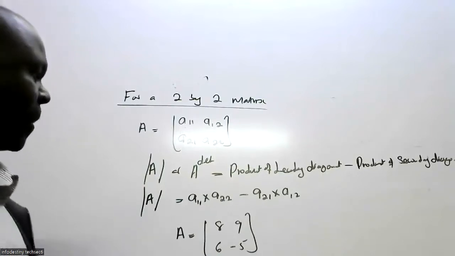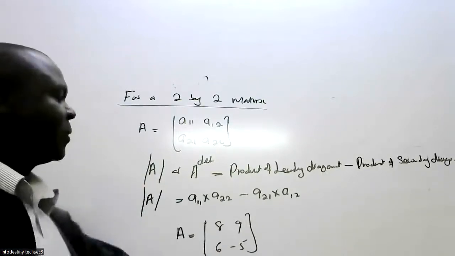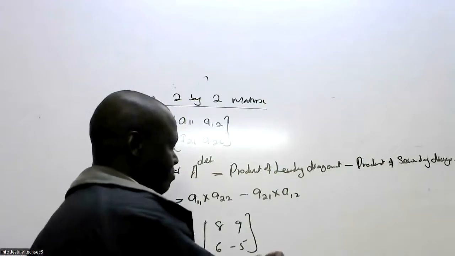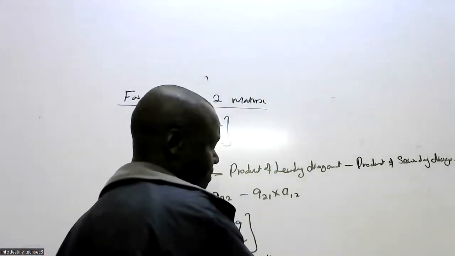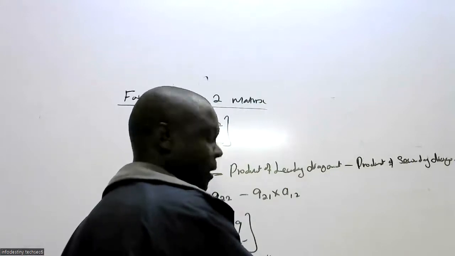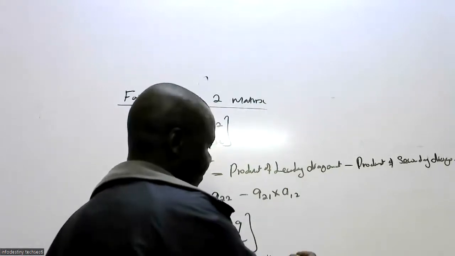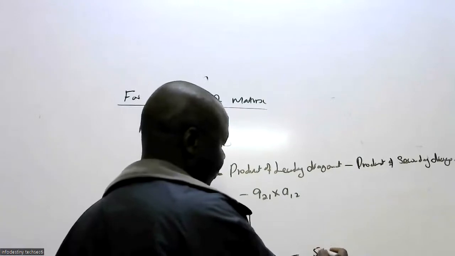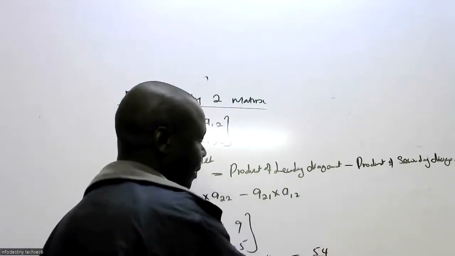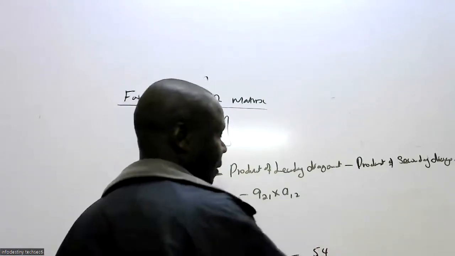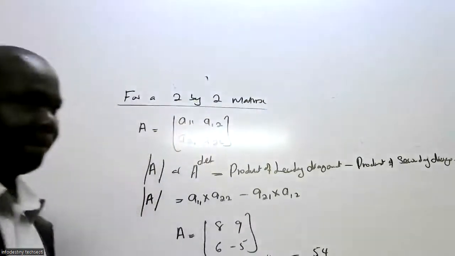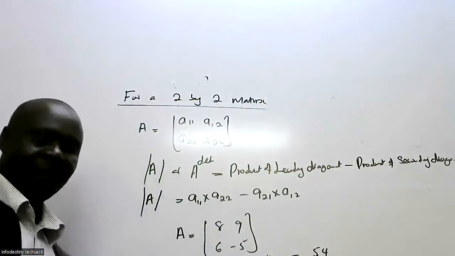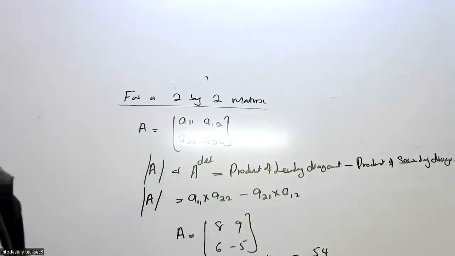Negative 40, minus 54. So this one and this is going to give us what? Negative 94. Get together. Okay, let's continue.